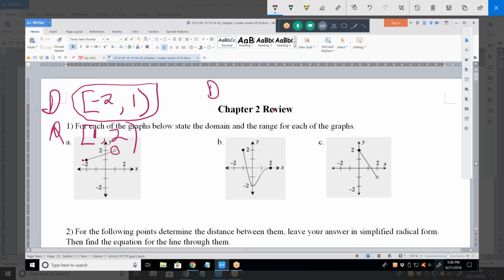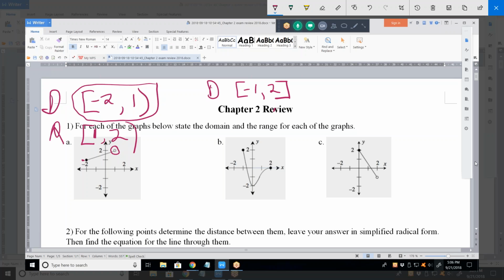The domain is -1. Also precede it with a bracket or parentheses. In other words, let's use interval notation. So it's a bracket, and then -1, 2, and then another bracket.